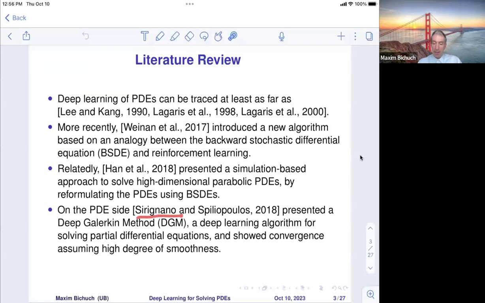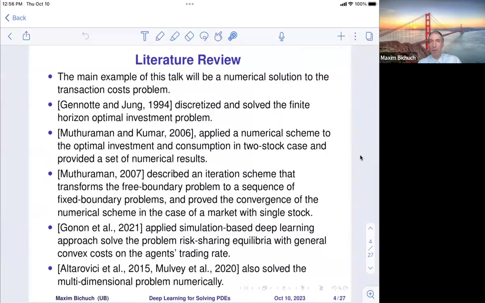On the PDE side, there was the paper by Sirignano and Spiliopoulos, who present again a very nice Deep Galerkin Method with the proof of convergence. This is perhaps a very related work, but one of the key assumptions there is smoothness, and in fact, a very high degree of smoothness is required for the convergence proof to work.